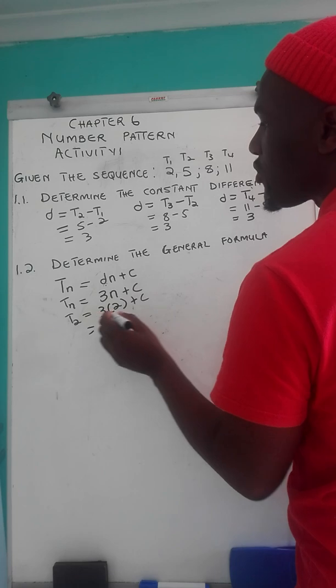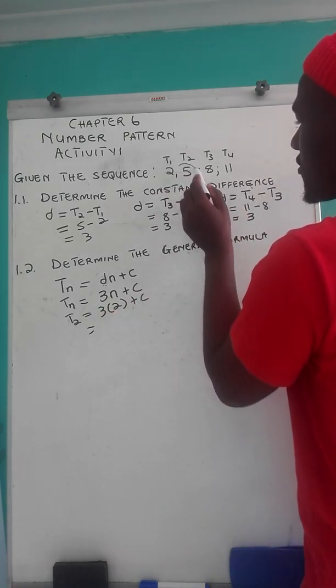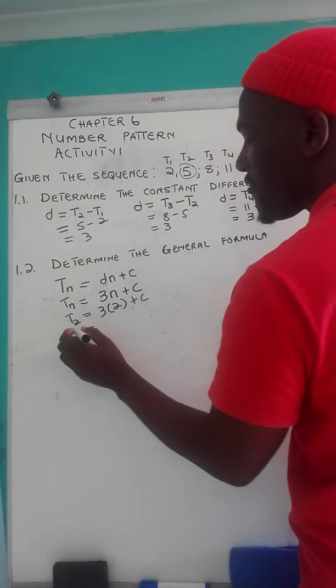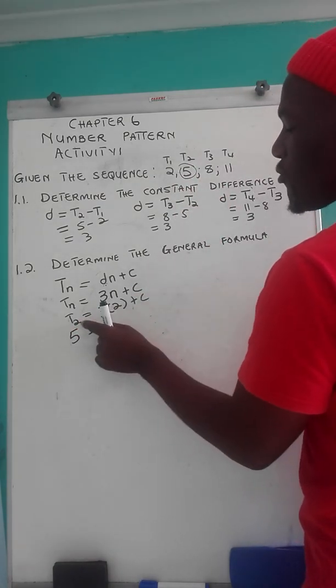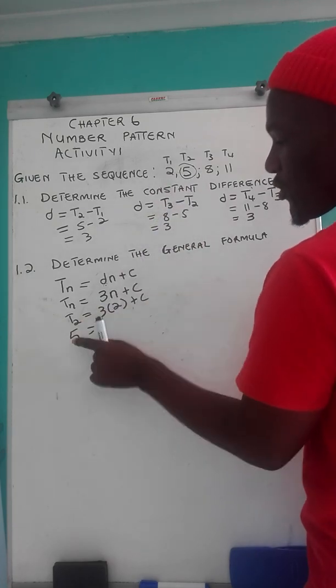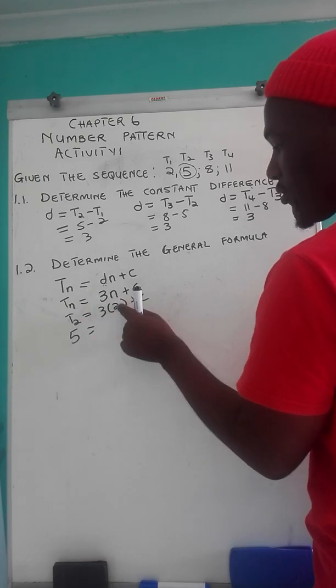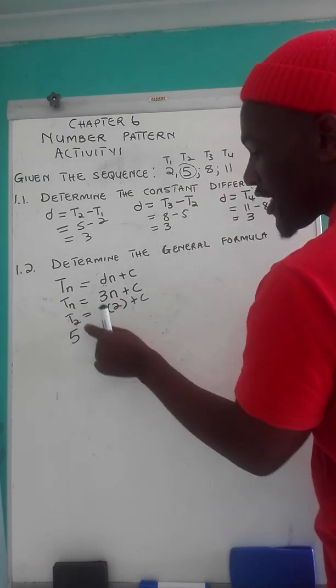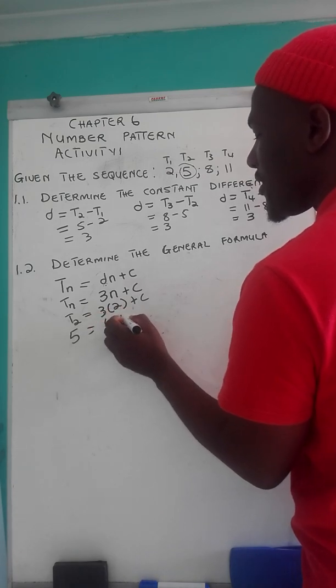What is term 2? Term 2 is 5, as you can see. You substitute 5. If you want to, you can use term 1: you substitute 1 here, then you will use 2 here. If you want to use term 3, you substitute 3 here, but you will use 8 under term 3. Okay, so 3 times 2 is 6 plus c.